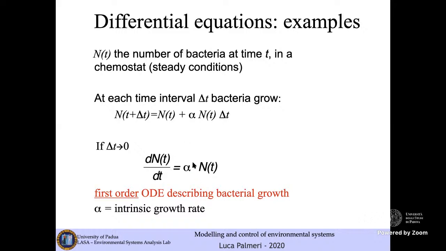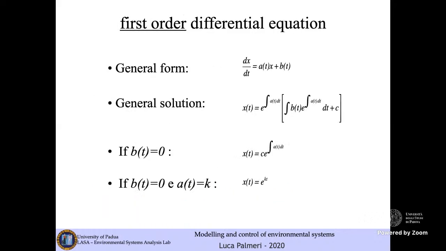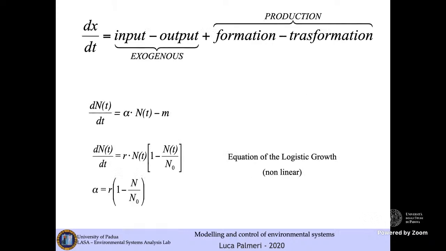Then we end up with this first order ordinary differential equation describing bacterial growth, whose general solution is described by this form, plus the particular solution, and then we end up with an exponential growth function in time. So our first example of a first order differential equation ends up with an exponential function as a solution.